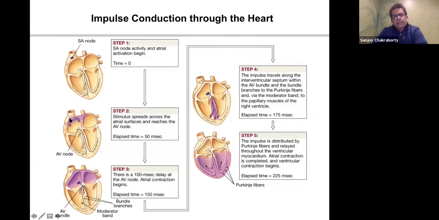Right here, when the SA node produces the signal, this purple color indicates that the signal is traveling through the entire atria, and finally comes right here. This is the part that we need to understand: the signal cannot go through here. It cannot go through any other place. If it wants to travel to the ventricle, it has to go through this AV node.